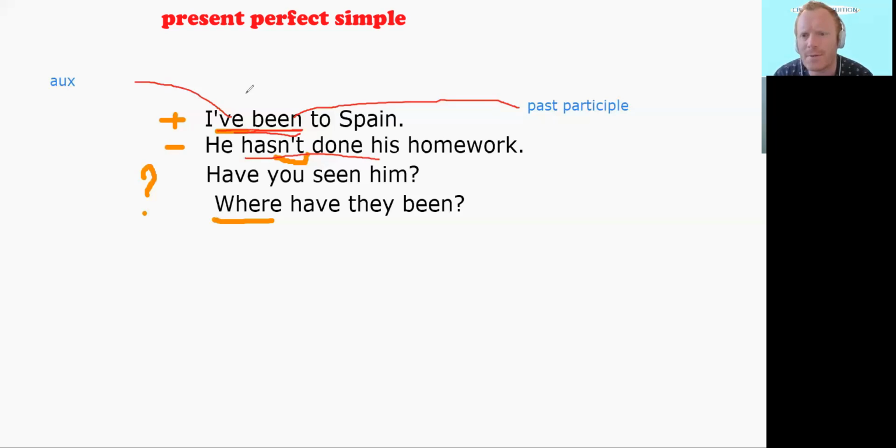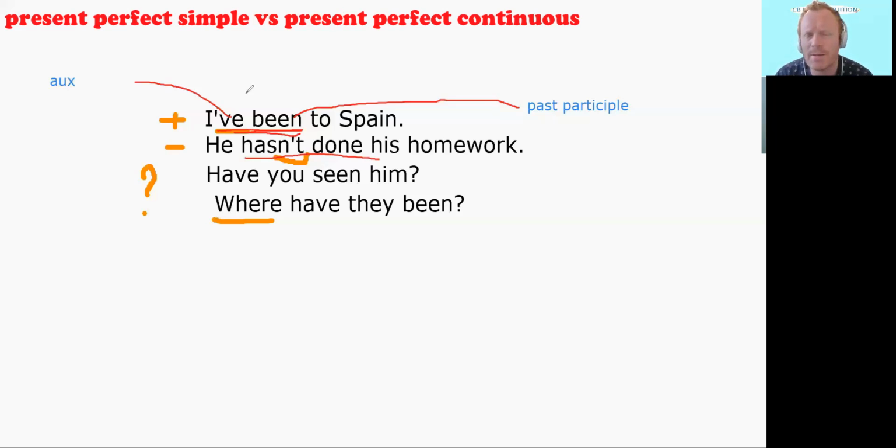Do you explain the difference to students between these two tenses? Between present perfect simple and which one? Present perfect continuous. Oh, that's the hardest one. When the speaker wants to emphasize the length of the action, we use continuous. And when the result is only important, not the length of the action, we use just present perfect simple.